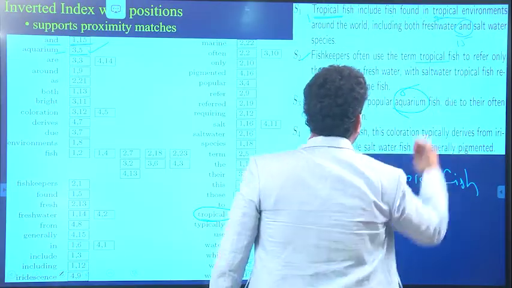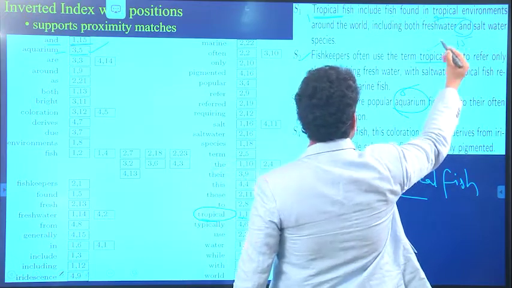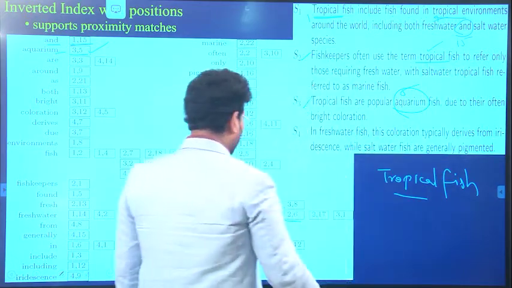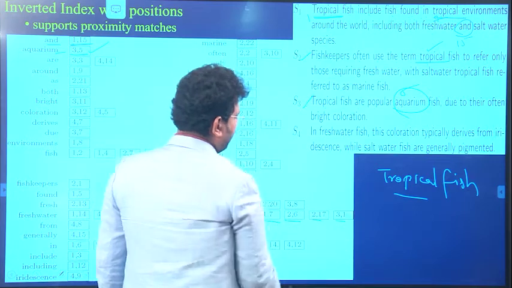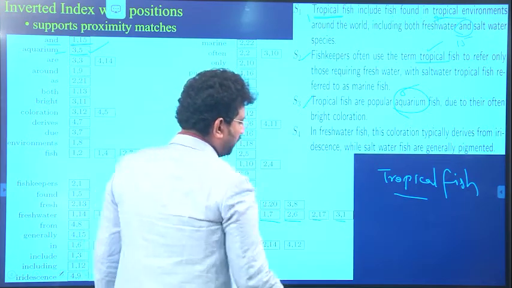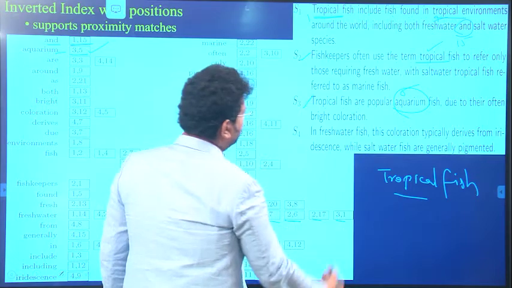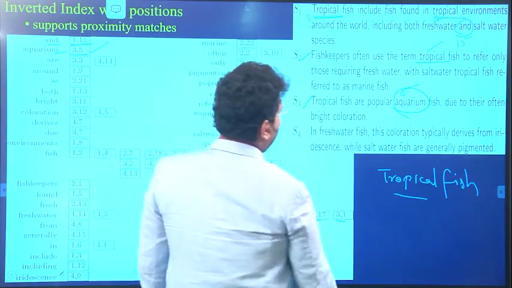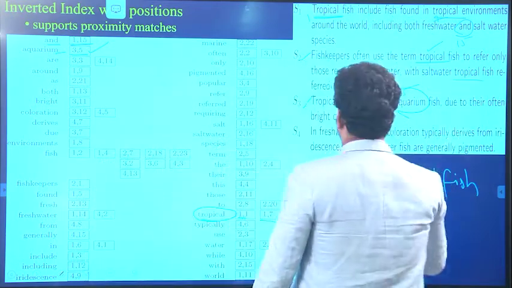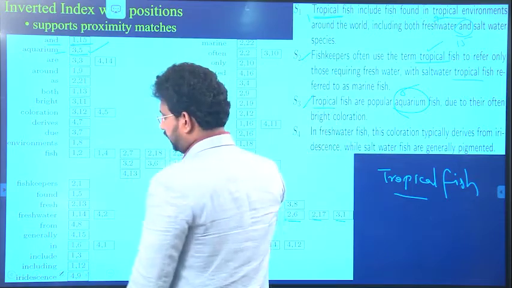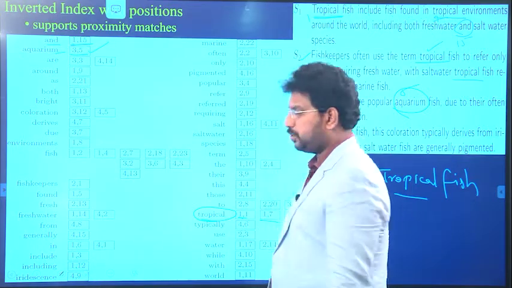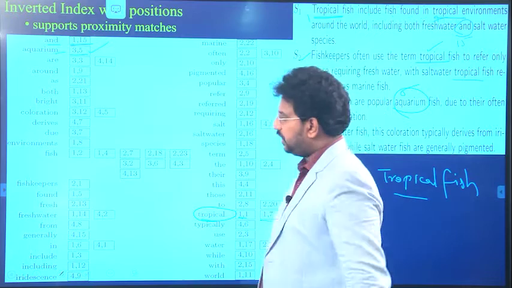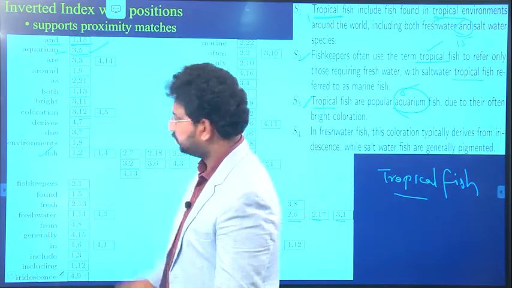6. So at the 6th position "tropical" is available, and 2, 17, 3, 1: in the second document, 17th position; in the third document, the first position. So "tropical" is available here and here, right? So the positions of "tropical" have been identified, and in the same way try to identify "fish" also.